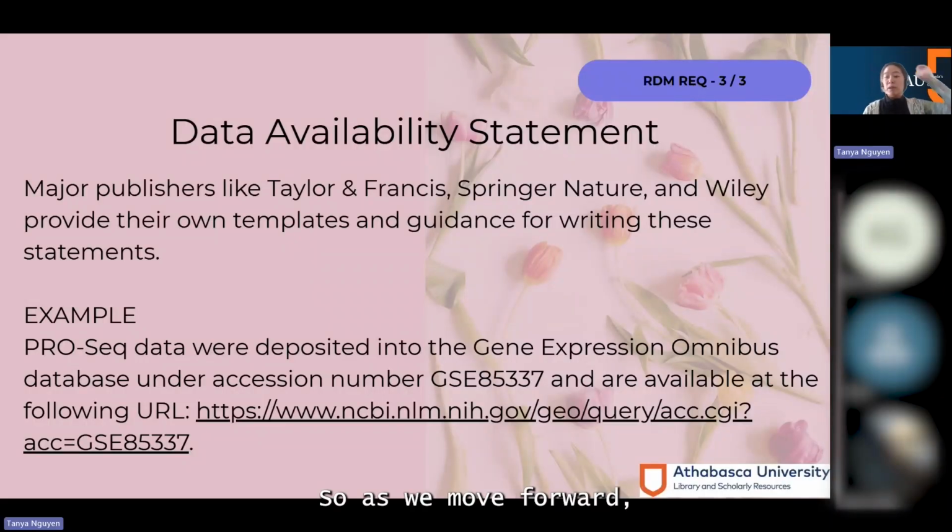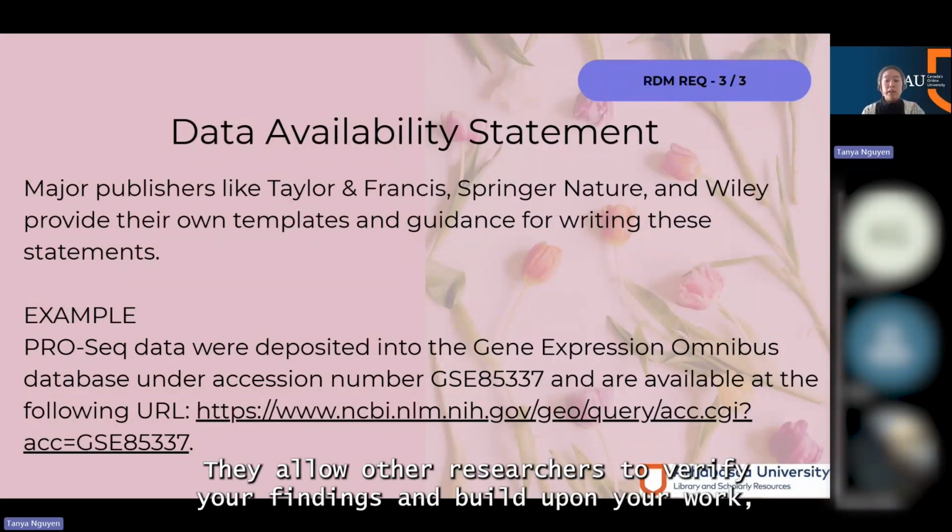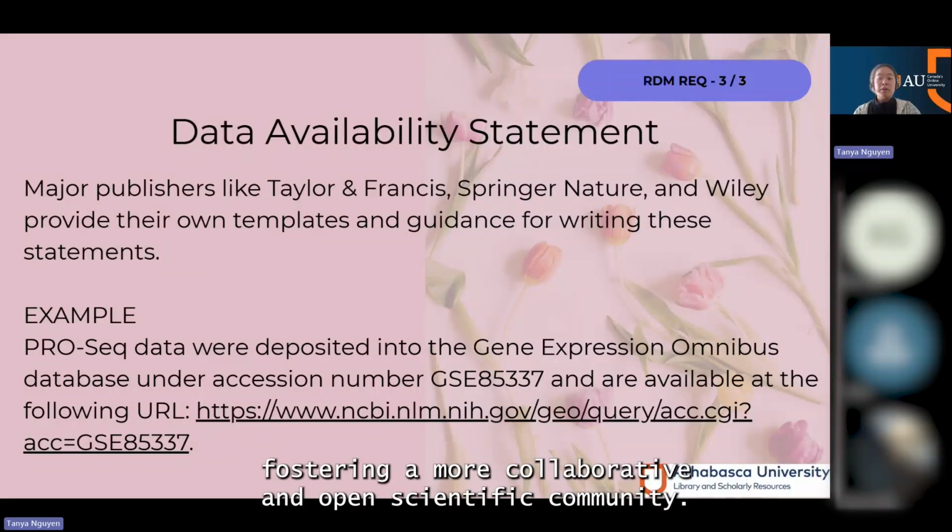So as we move forward, remember that these statements are a key part of responsible data management. They allow other researchers to verify your findings and build upon your work, fostering a more collaborative and open scientific community.